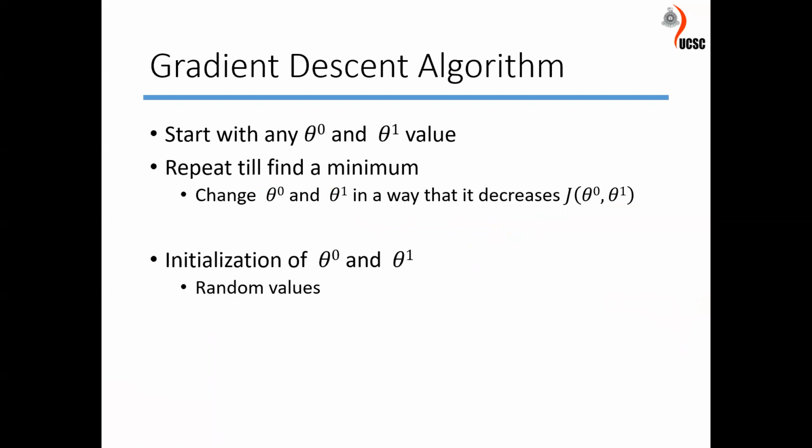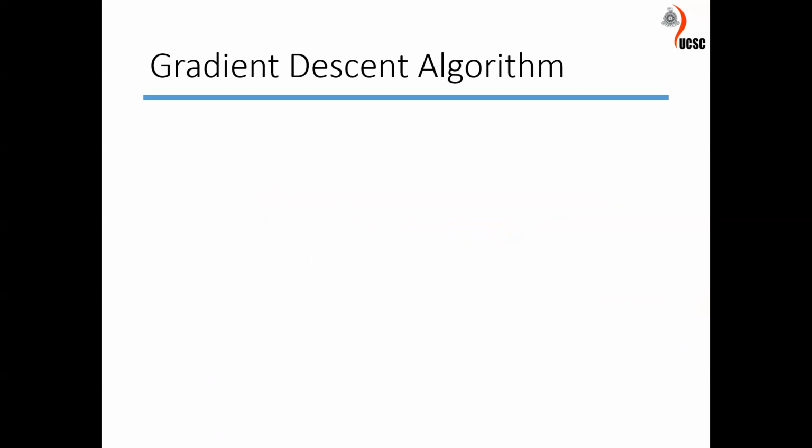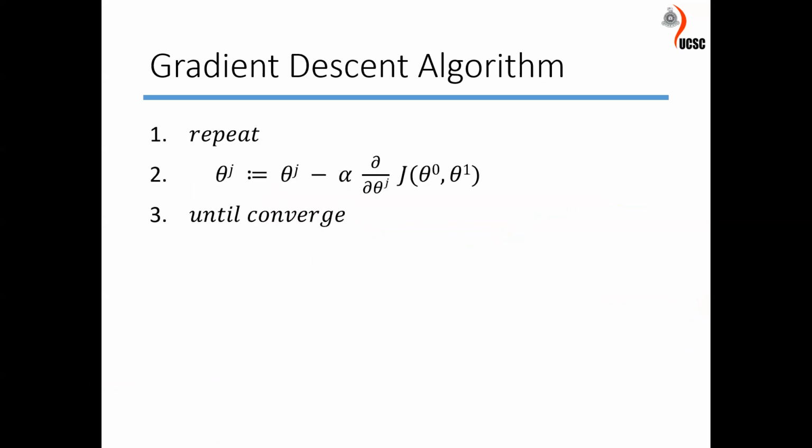For initializing theta naught and theta 1, you can either start from random values or start from zeros. That's totally fine. So this is the gradient descent algorithm. Here we have theta j, and you're going to update this theta j by a portion. This alpha is some fractional number. Then here you have the gradient.